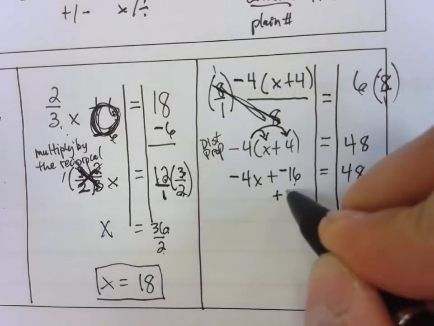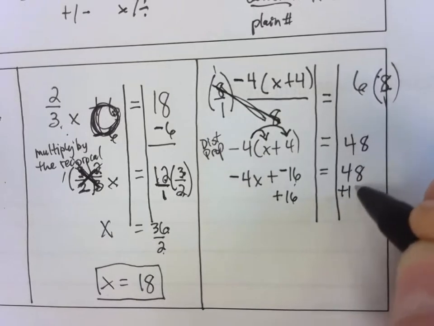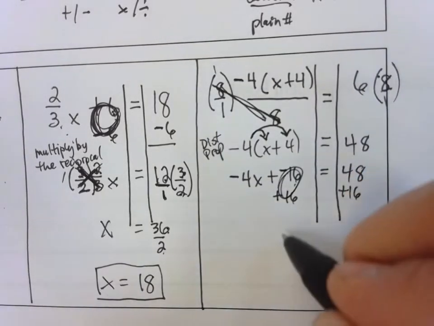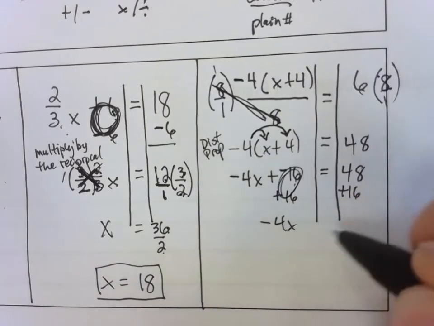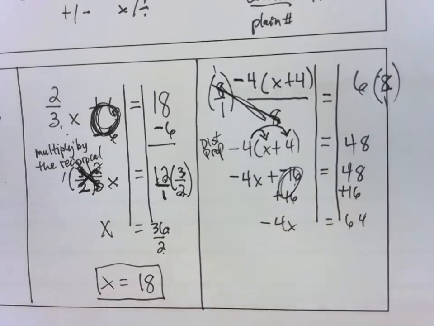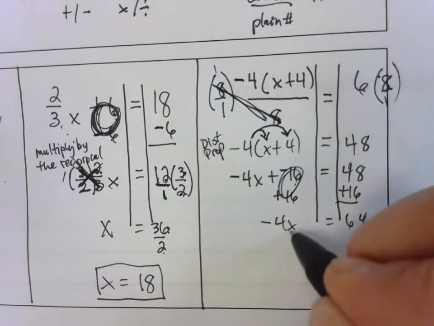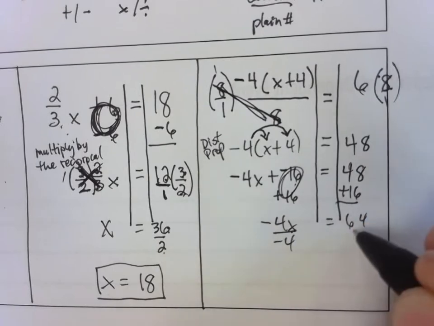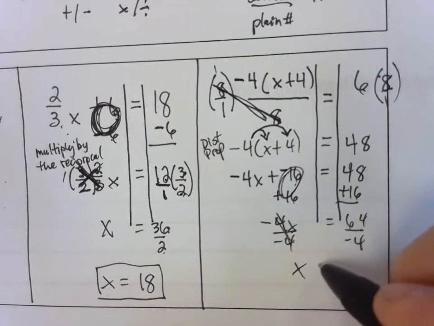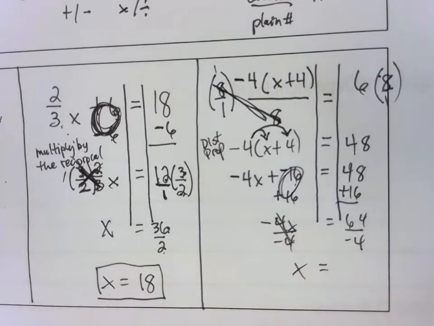What cancels out -16? That would be a positive 16. And I'm going to add 16 to both sides. All right, so now I've got negative 4x equals 64. One more step and I'm home free. The opposite of multiply is divide, of course. I would divide by negative 4 on both sides. And now 64 divided by negative 4.